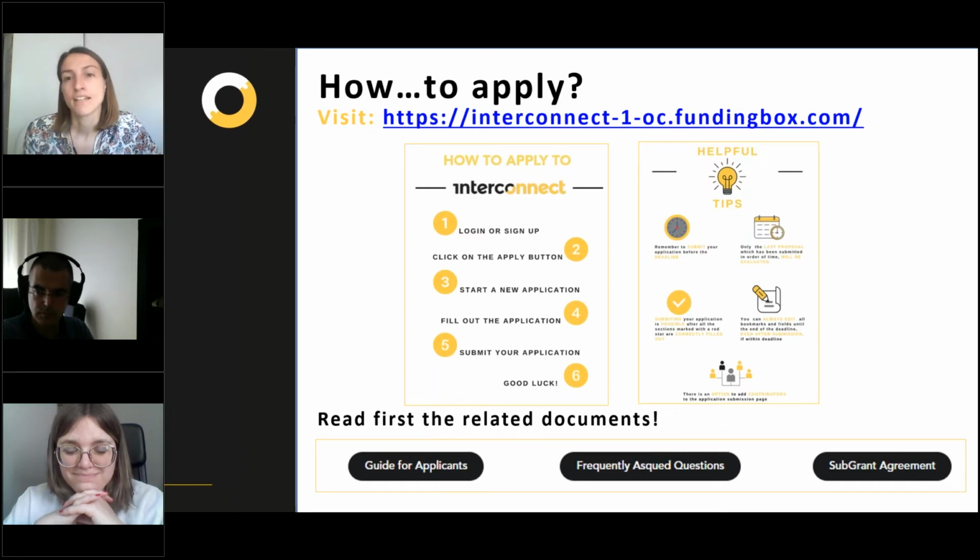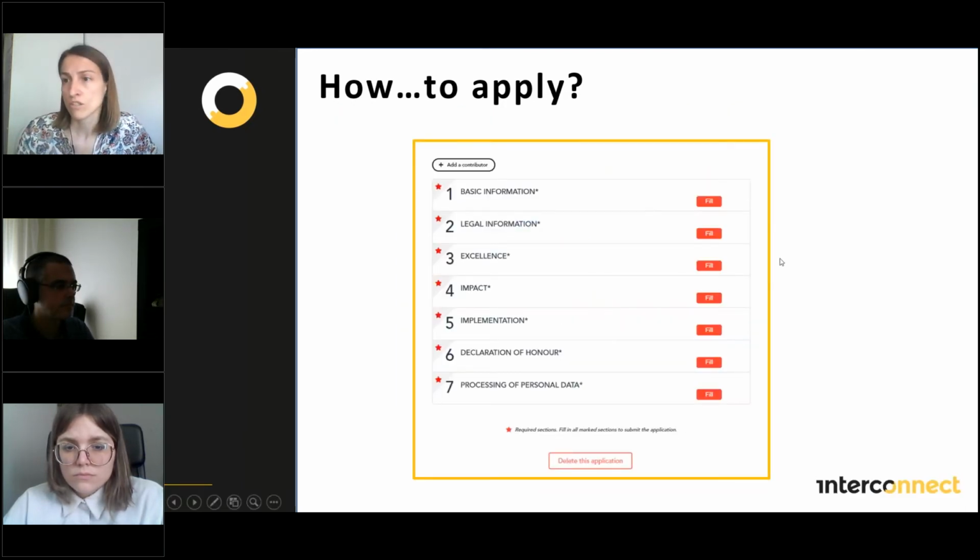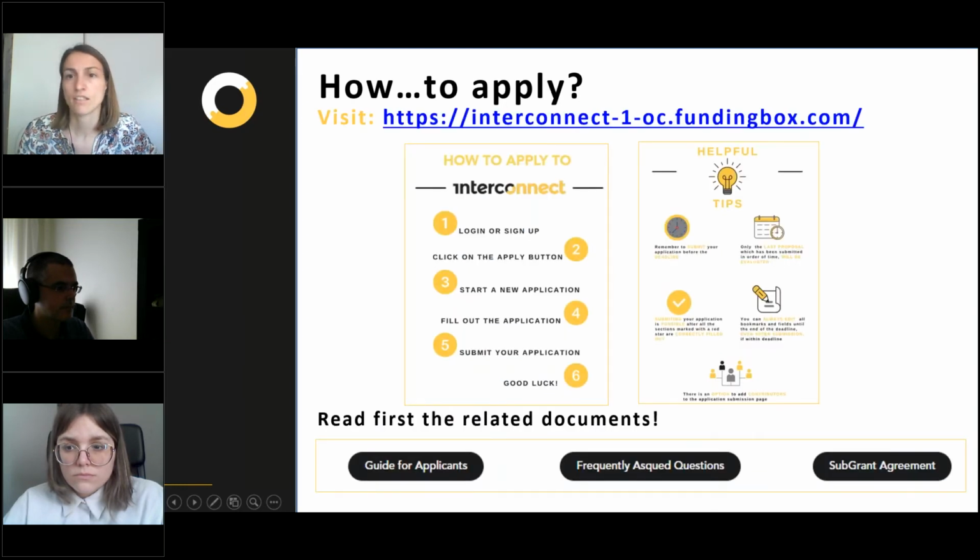Some tips for this. It's very important to submit your application before the deadline. The deadline is the 26th of July, Tuesday at 5 p.m. Brussels time. Only one proposal can be submitted per company. So, if you submit more than one, only the last one that you submit will be evaluated.